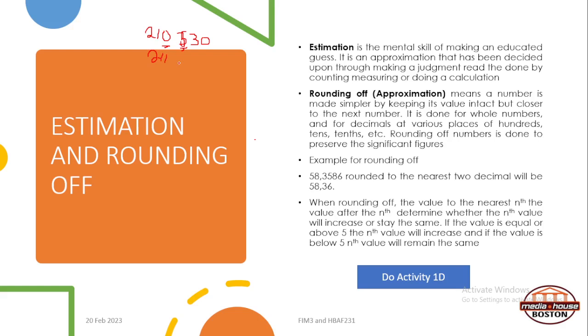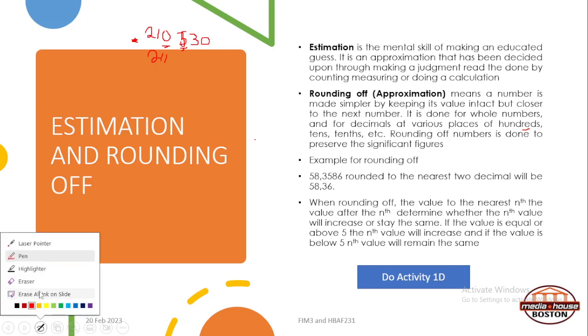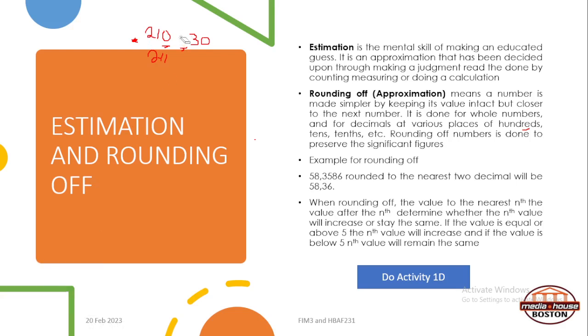With rounding off, you look at what value you are rounding to. Are you rounding off to the nearest hundreds, millions, thousands? If it is millions, you look at the first million value, and then the one in the thousands, to see whether it is above 5 or below 5. So using the same example in terms of rounding off.